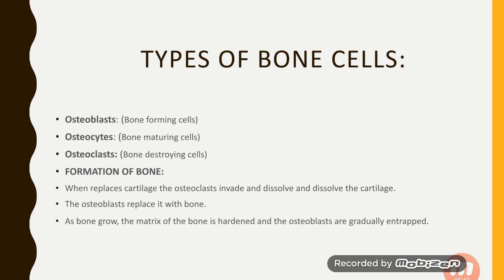Now, how does the formation of a bone occur? In the early development, when the bone is replacing the cartilage, the osteoclasts invade and dissolve the cartilage. Osteoblasts replace it with the bone. This is the bone maturing phenomenon, and as the bones grow, the matrix of the bone is hardened and the osteoblasts are gradually entrapped. This is finally when the bone has become matured.